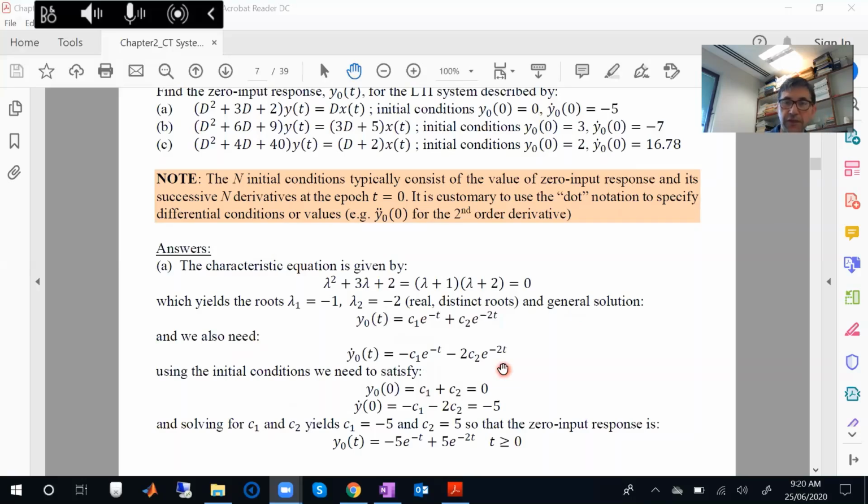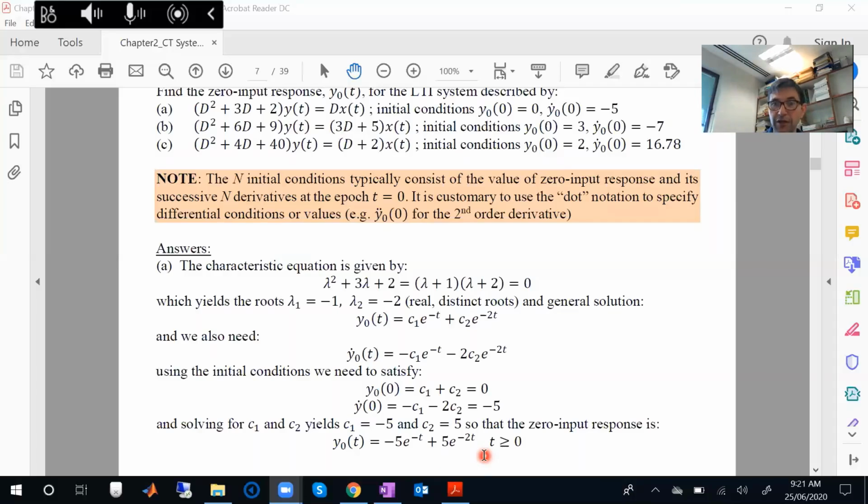One equation. Second equation, we look at the derivative at t equal to 0. That will give us -C1 and -2C2 when t is equal to 0, and that is equal to -5. Second equation, we solve as we normally solve simultaneous equations. For C1 and C2, C1 is -5, C2 is 5. This is the actual solution, and we plug it back in, and that is the specific solution.